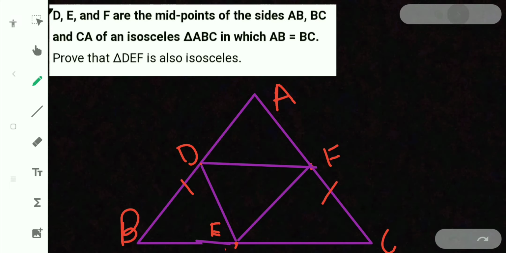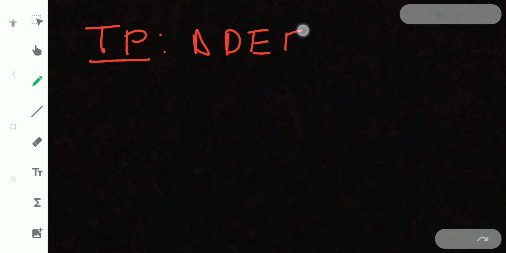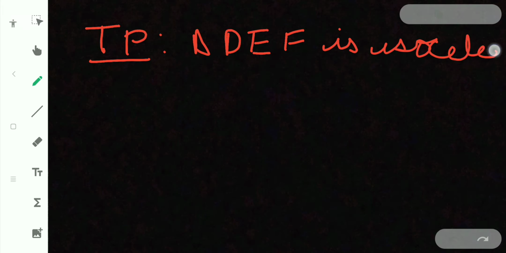Now what is required to prove? To prove is triangle DEF is isosceles. That is an isosceles triangle.